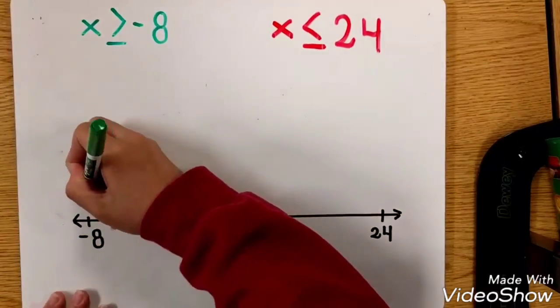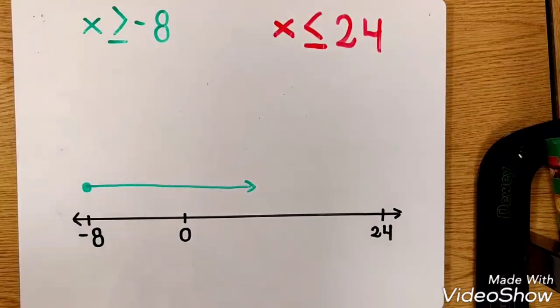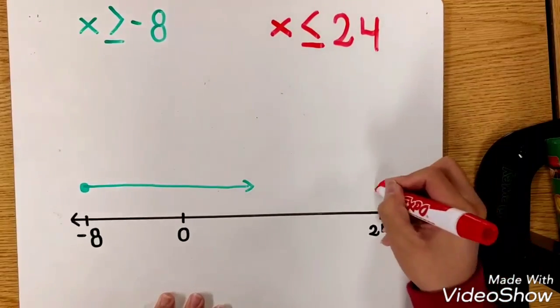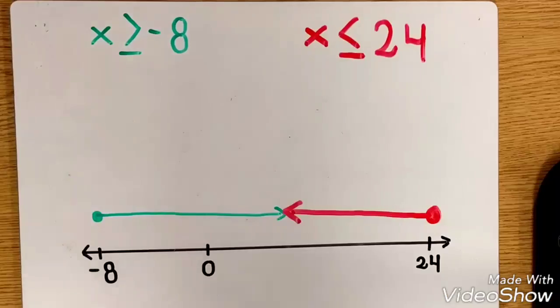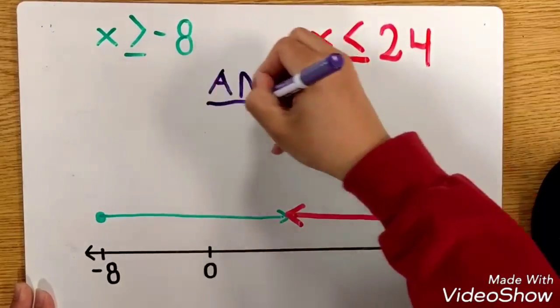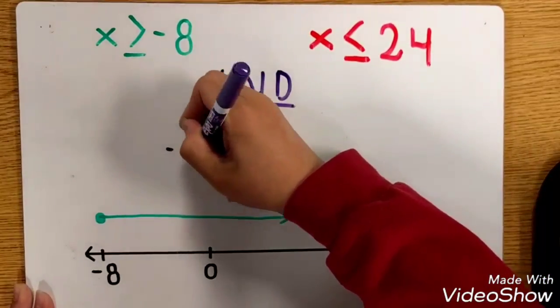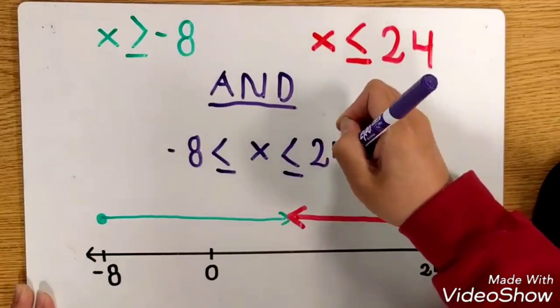Now we graph our two inequalities. They are both closed dots since there's an equal sign in the inequality. Both lines are graphed in the direction the inequality is facing. Since they're pointed towards each other, it's an AND statement, which means that x is both greater than or equal to negative 8 and less than or equal to 24.